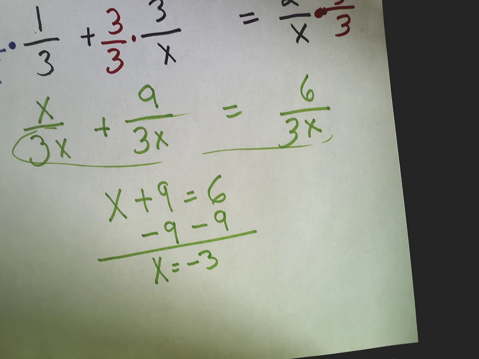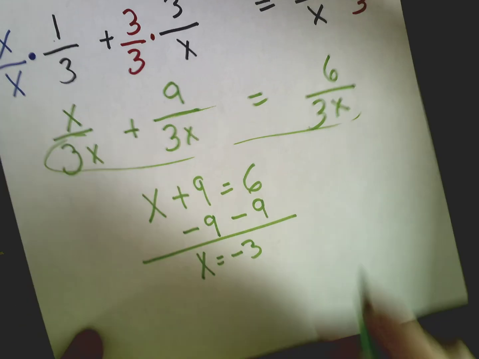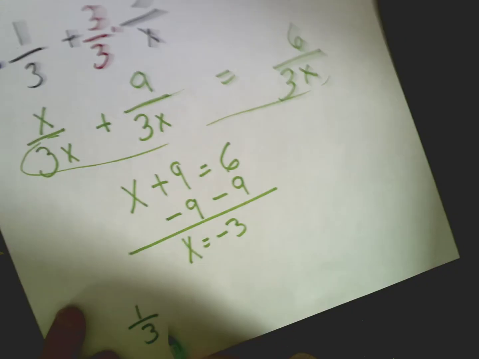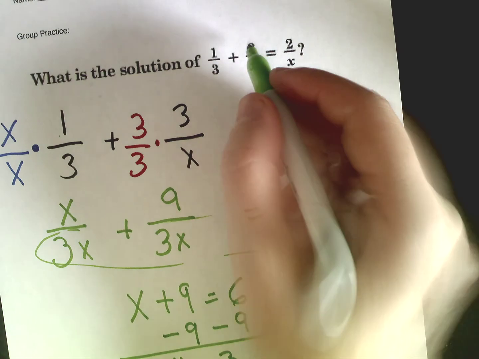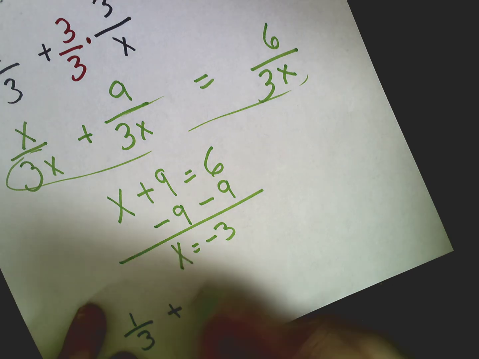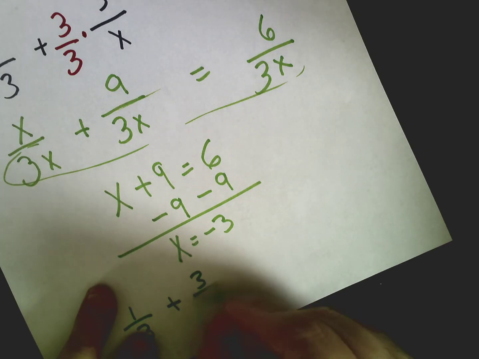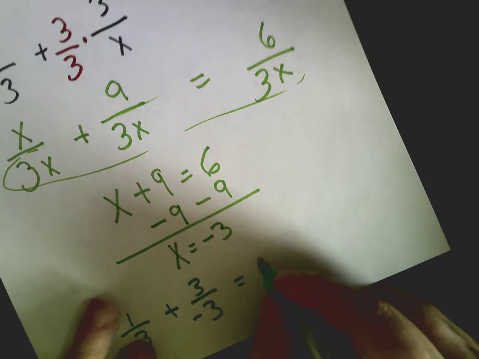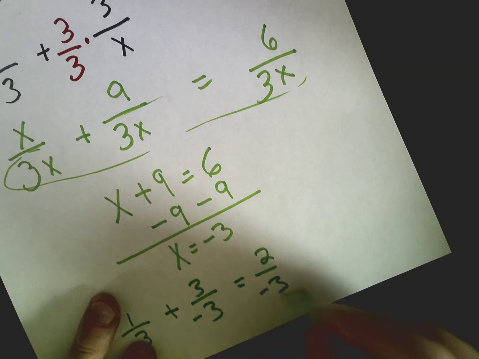Very interesting, right? Now, how can we check this? Well, I'll check this by putting it back in. I'll go 1/3, this is the original formula all the way at the top here. I'm rewriting it, but instead of x, I'm going to put in -3: plus 3 over -3 equals 2 over -3.